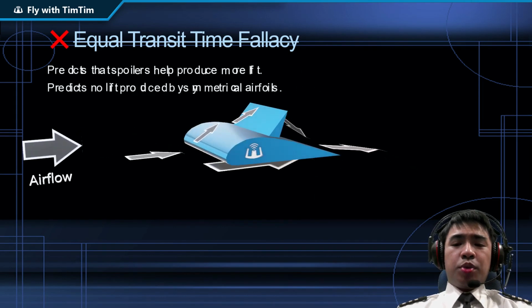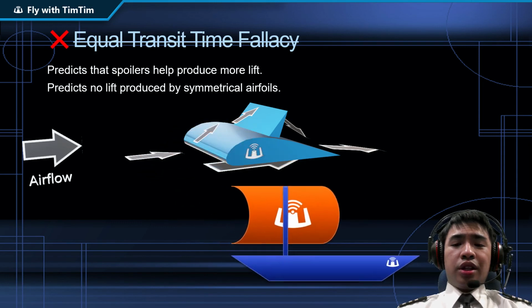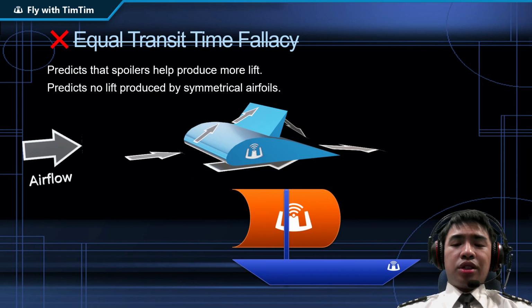And what about spoilers that further lengthen the upper path but actually hinder lift generation? How about symmetrical airfoils? Or sails? The air molecules actually flow much faster on the more convex side, and never meet the same neighbors on the other side.